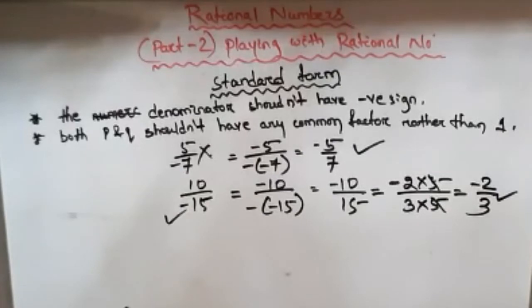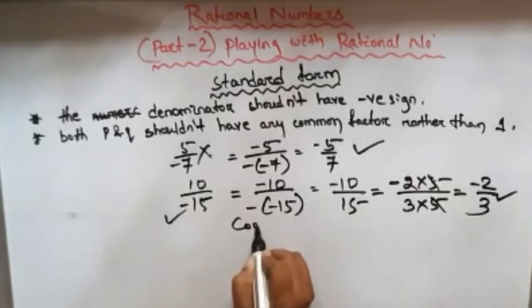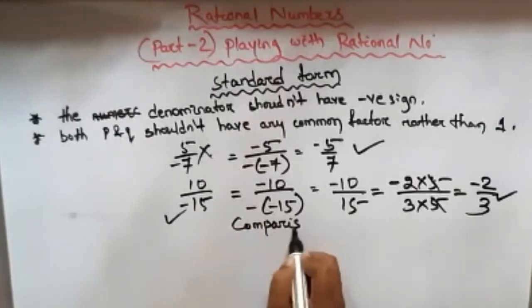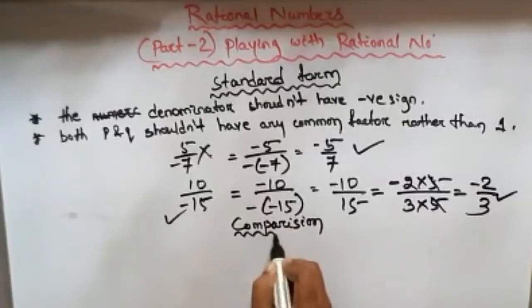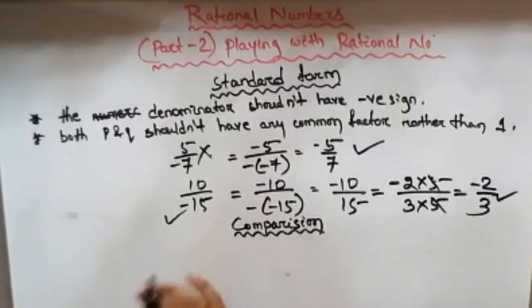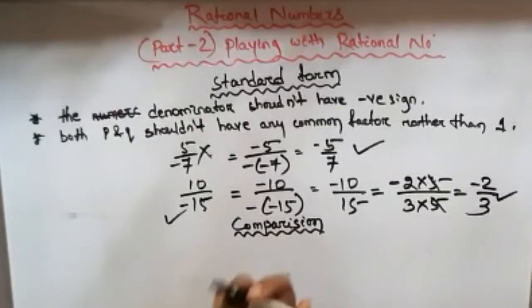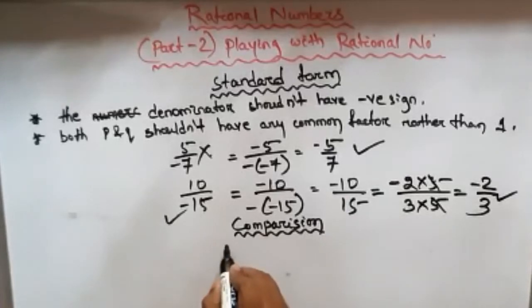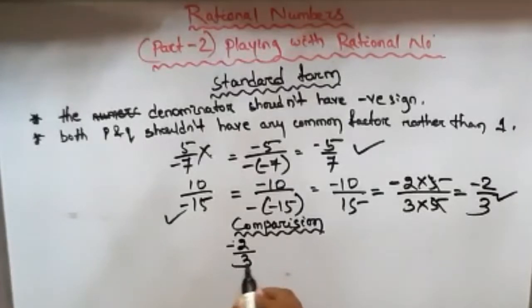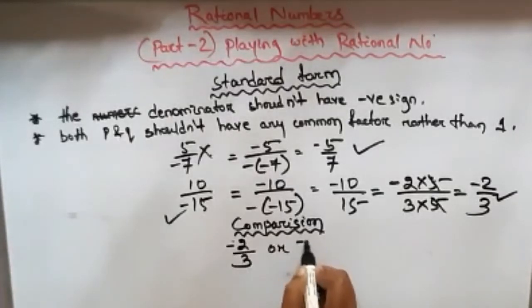Okay, next point we will consider is the comparison between rational numbers. This is very easy, guys. This is just exactly like fractions, there is no change. How we were doing comparison in fractions, likewise we will do in rational numbers. Suppose I write: state which one is the greater one, minus 2 by 3 or minus 3 by 2.